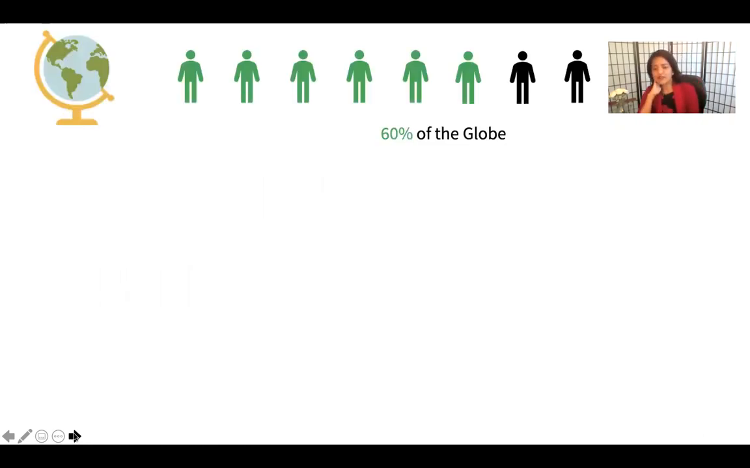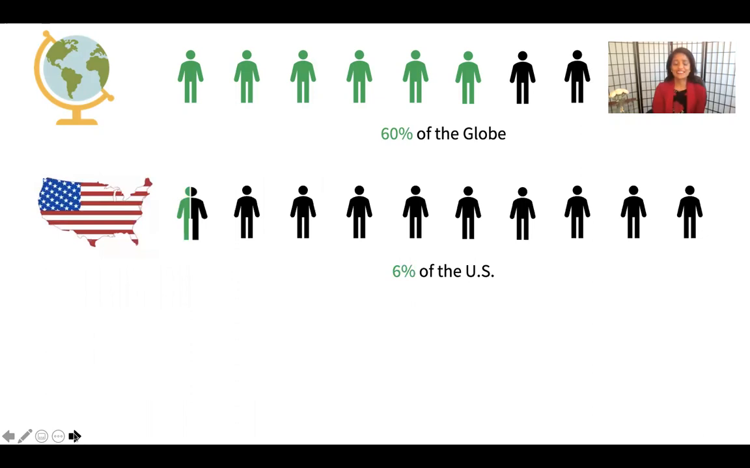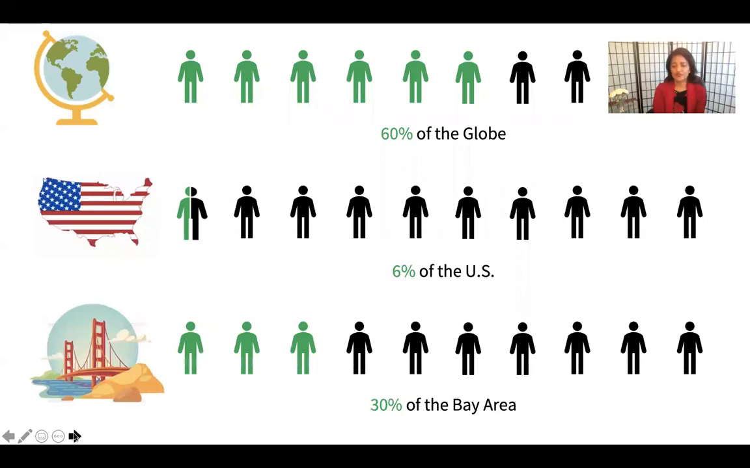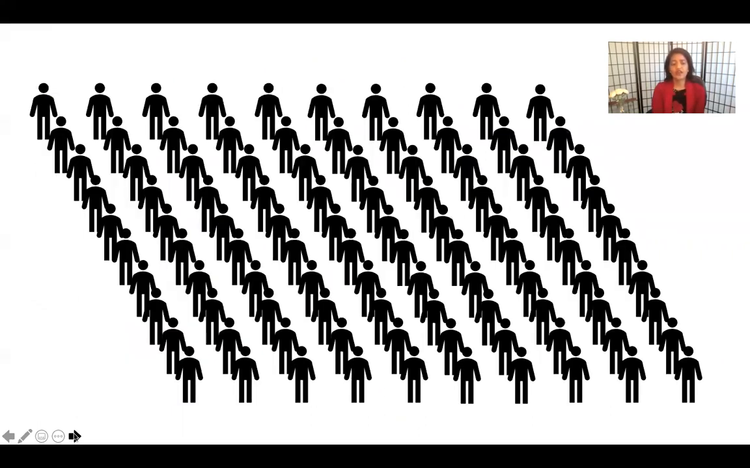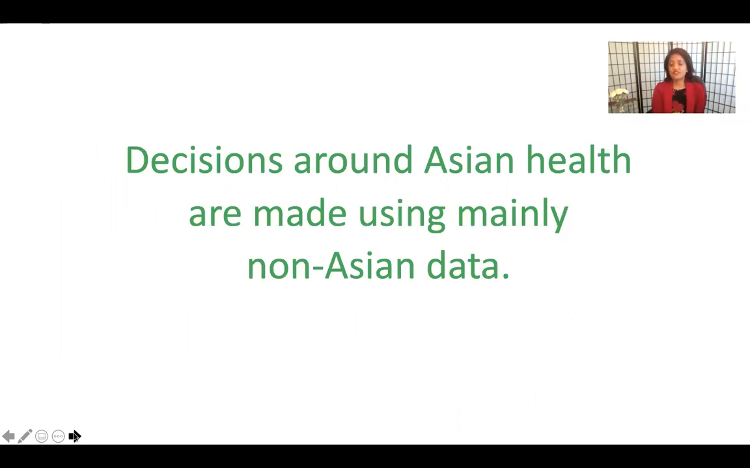So Asians make up 60% of the world's population. They make up 6% of the US population and 30% of the Bay Area population where I live, Stanford on the West Coast. However, NIH funding is only less than 1% to Asian American topics. So we have quite a gap in research in this very diverse population that makes up 60% of the globe. So decisions around Asian health are mainly made using non-Asian data.